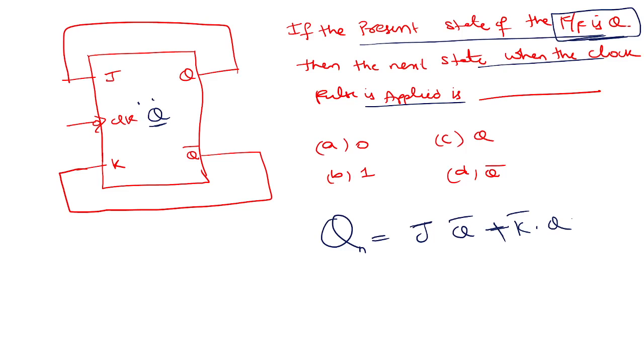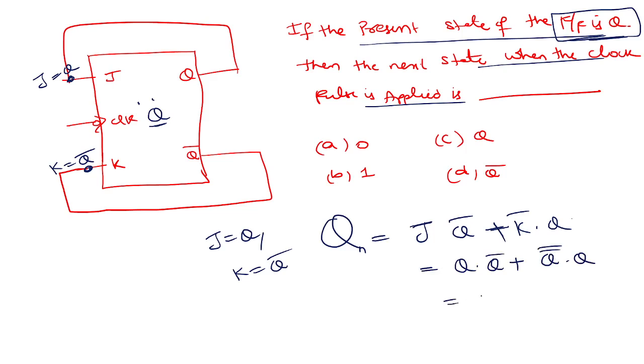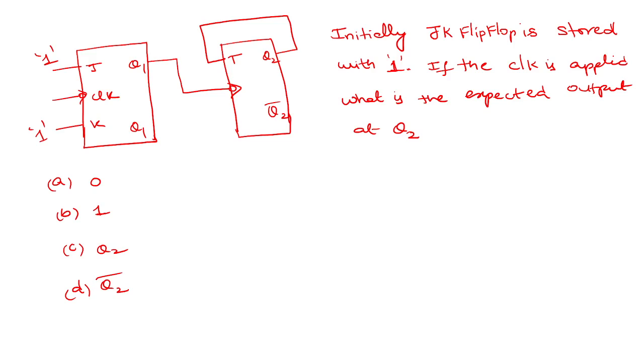So JQ bar plus K bar Q. Now what is J here? J is connected to Q. What is K here? K is connected to Q bar. So J is connected to Q, K is connected to Q bar. That means Q bar plus K is Q bar, Q bar Q, and this is 0 anyway. Q bar complemented is Q, and Q dot Q is Q. So the answer is C. Good, most of you are right, so no need to discuss much about that.